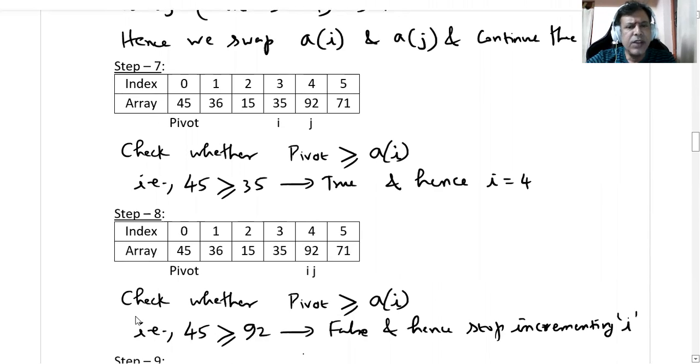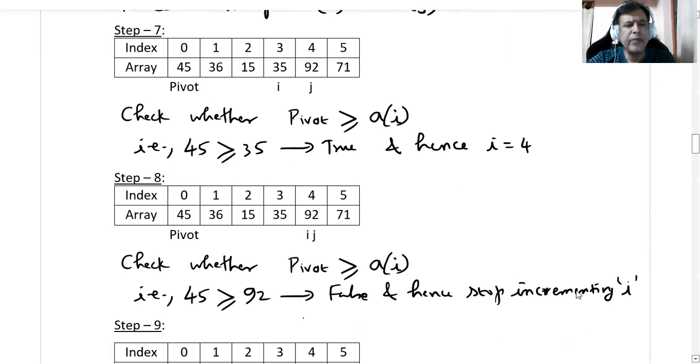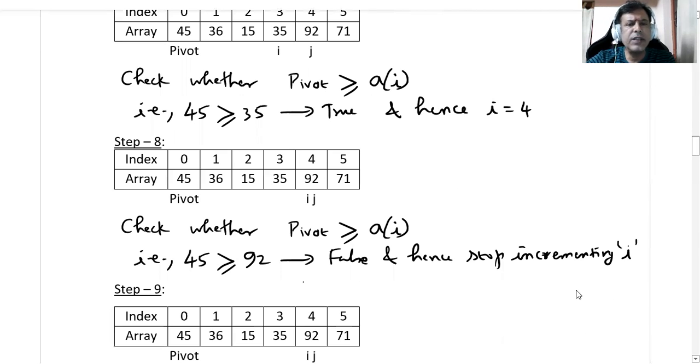Next, again, you will check whether this pivot is greater than or equal to AI or not? Means 45, is it greater than or equal to 92? No, it is false. So you stop incrementing I. Then now you will start with J.